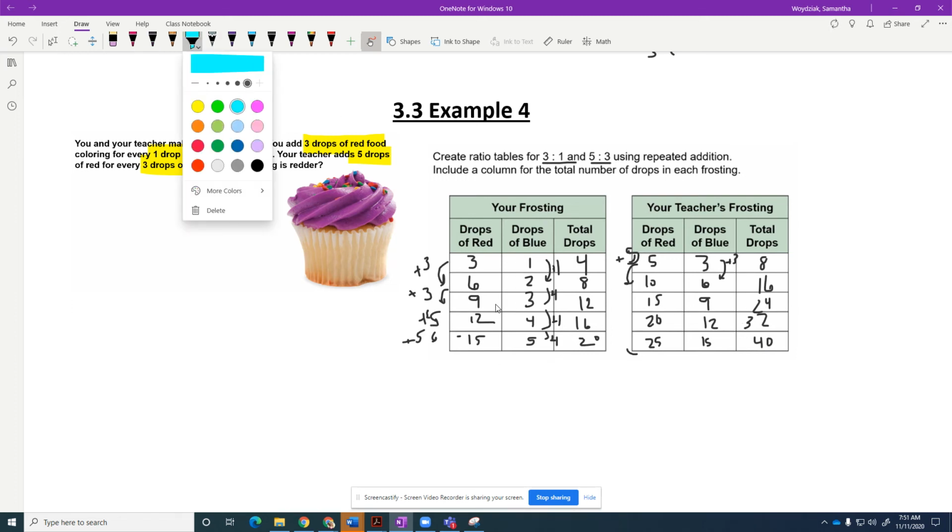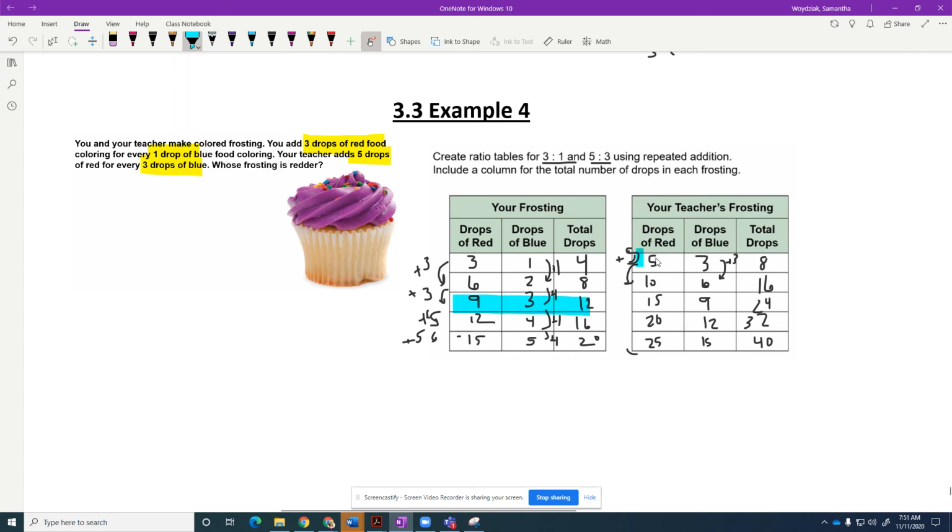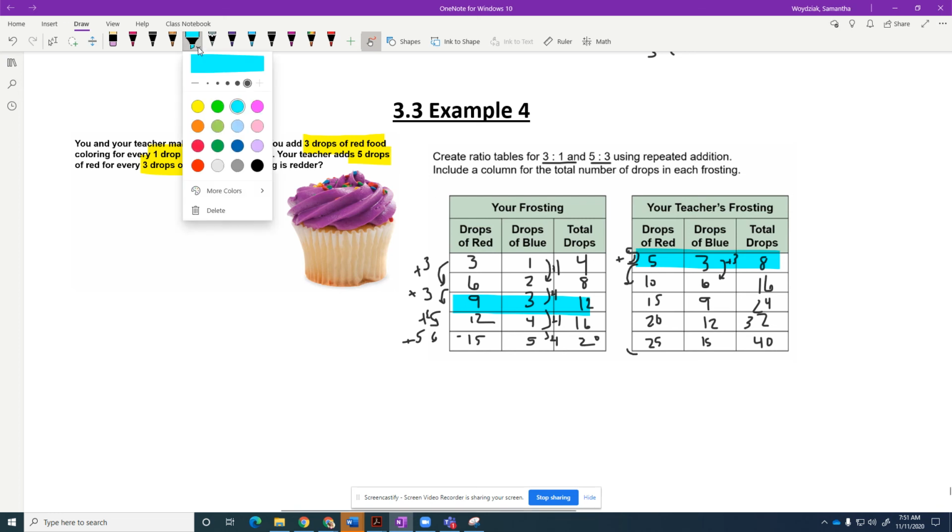So our drops of blue are the same right here when we both have 3, right? So when we have 3 drops of blue for your frosting, there's 9 drops of red. And when we have 3 drops of blue up here, we only have 5 drops of red. So we already know that your frosting is going to be redder. But there's one more way we can check. Let's see, is there a time whenever both of our total drops are the same? I see there is one.